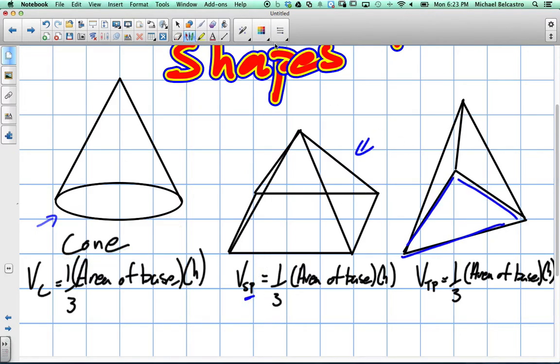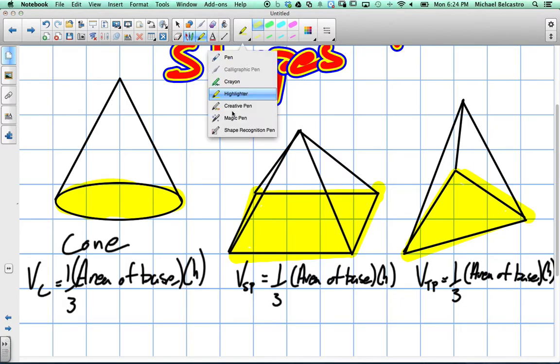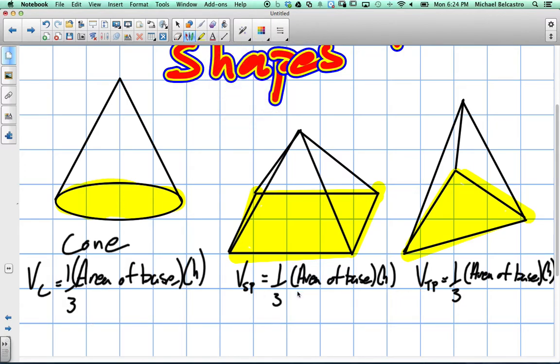And what I'll do to highlight how they're different is we'll highlight the actual bases, right? So here's the base. It's circular, and that's why it gets its name. Here's our square, so it's a square base pyramid, or kind of looks more like a rectangle in this case. And finally, this is the triangle, which is the base. It's a triangular base pyramid. Okay. If you look below, the formulas are all identical.